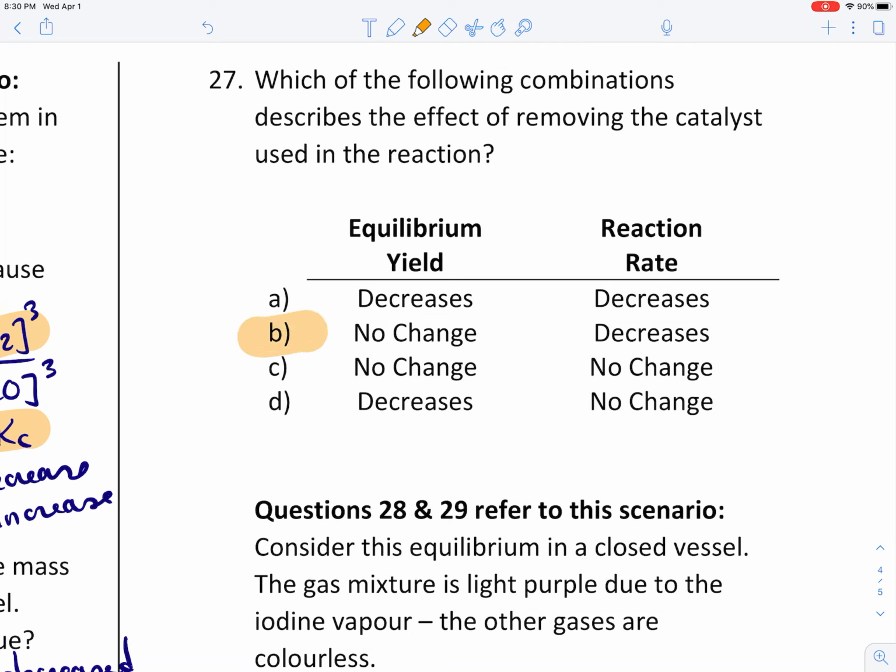There'd be no change in the amount of product, but the rate at which you're producing it would decrease.